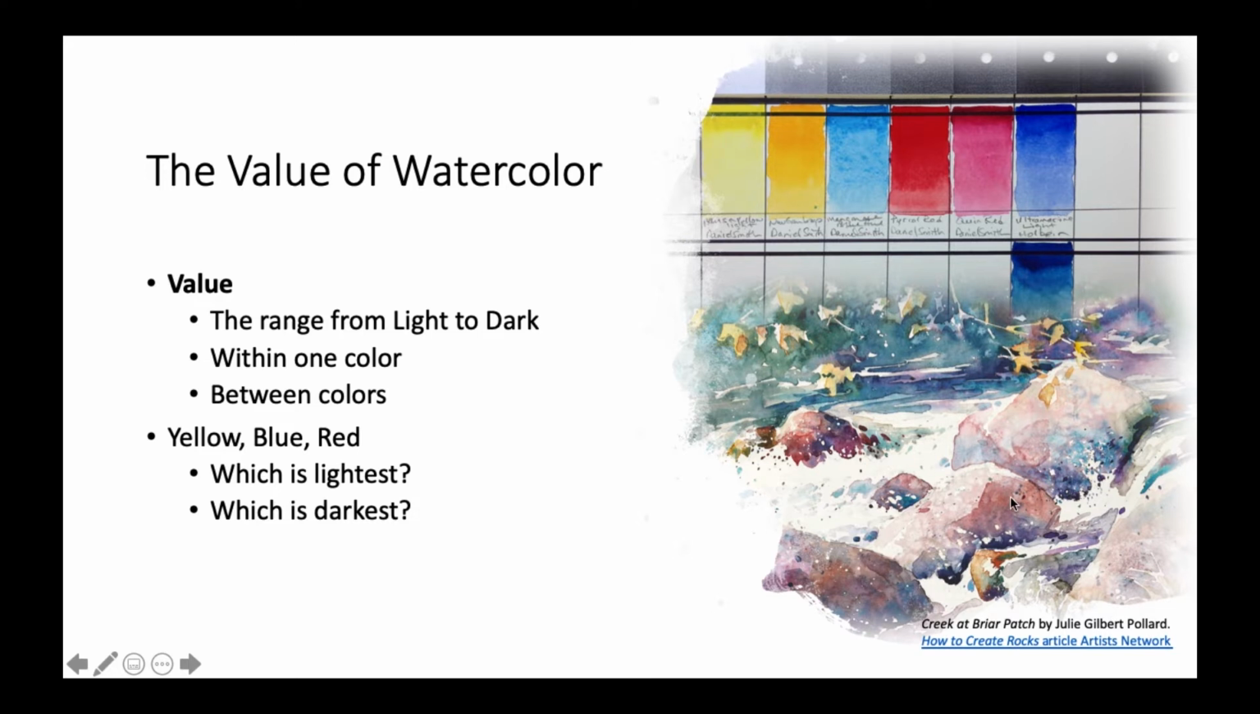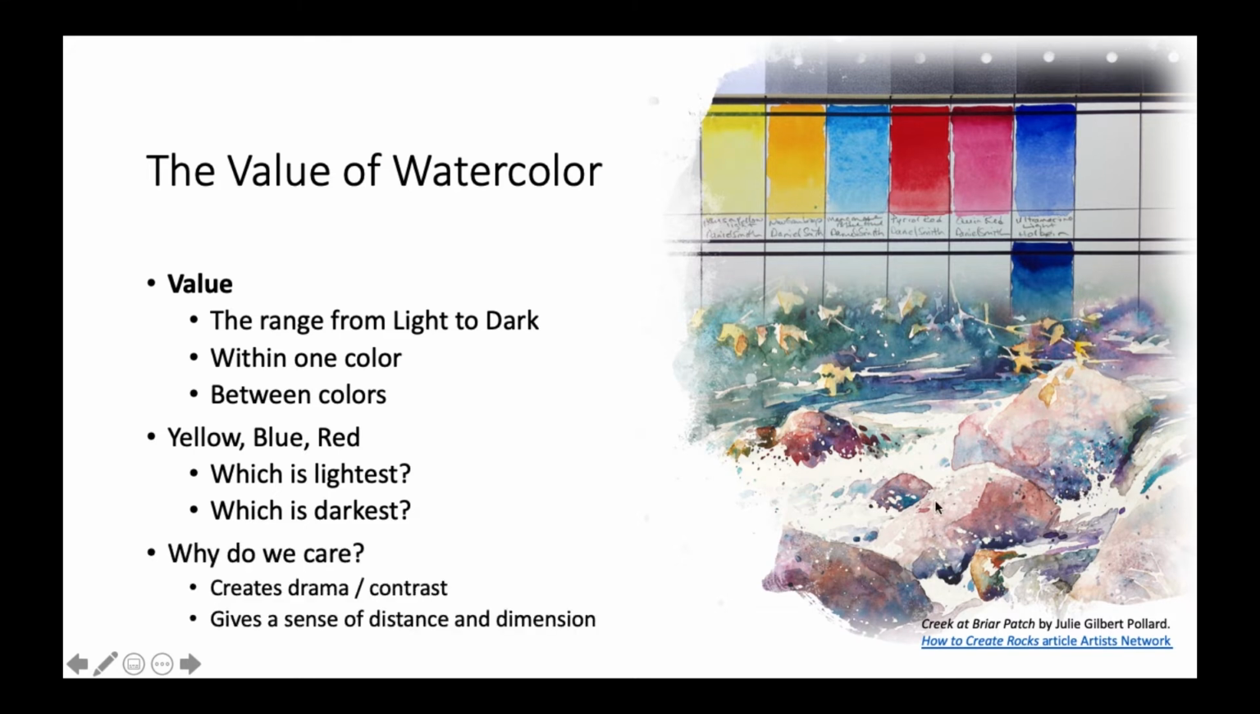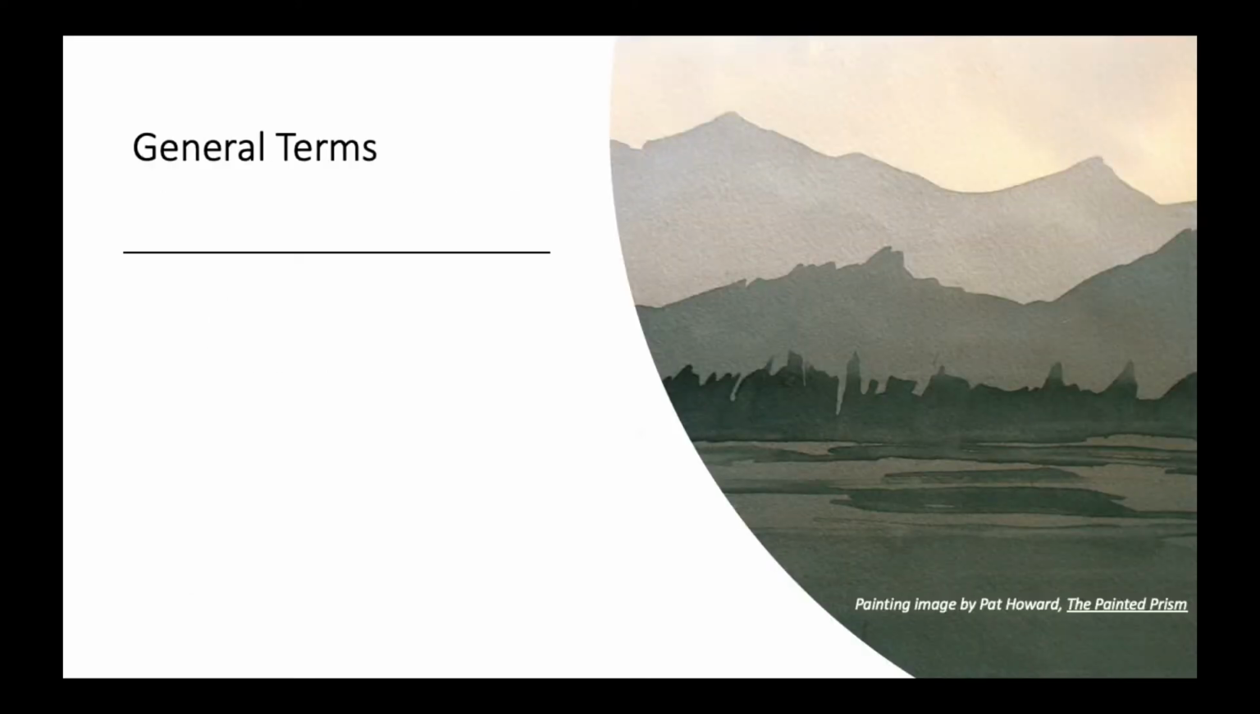In this image, you can see perhaps why we care about value. So using value both within a color and between colors can create a sense of drama and contrast in a painting. It also gives us a sense of distance. This rock appears closer than this rock because it's darker, and also dimension. This feels like it has 3 dimensions rather than just a one-dimensional or 2-dimensional flat shape. So we use value for both of those reasons.